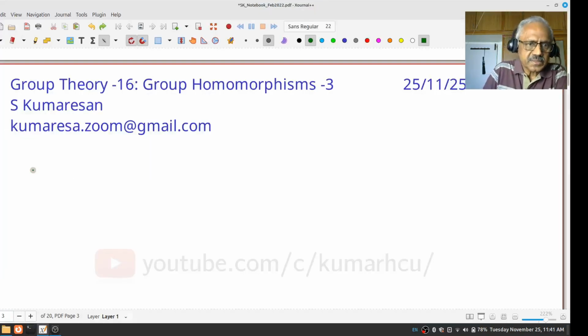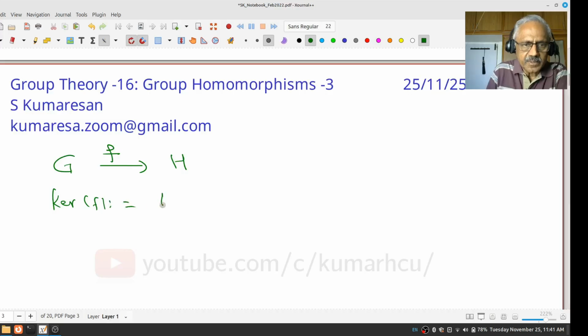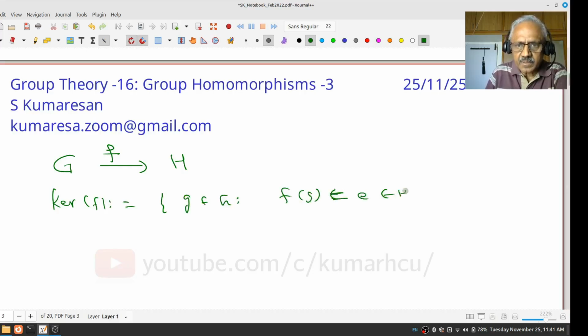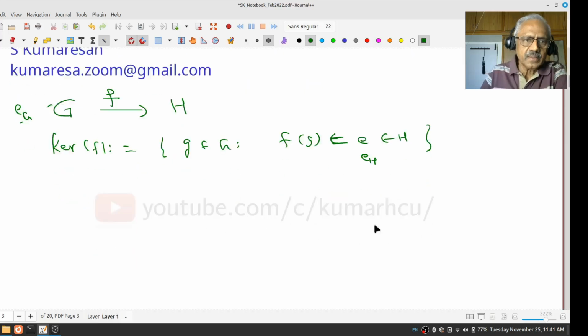So in the last session, we said that if f from G to H is a group homomorphism, then we define what is meant by the kernel of f. That was the set of all g in G so that f of g is the identity element in H. I will not denote by e_H and e_G here, I will only denote e. The context should make it clear. And we also remember the reason why we did that.